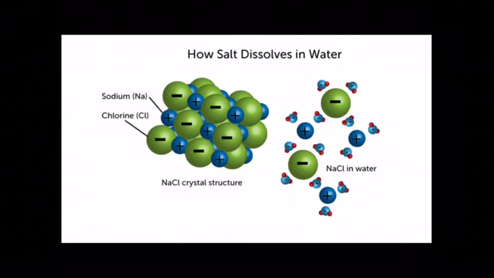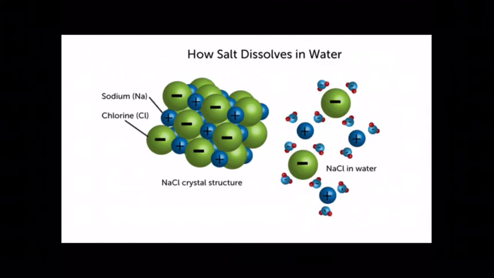So we have this slightly positive and slightly negative ends to water molecules. Those ends of water with the different charges get attracted to the ions that make up salt, and it pulls the salt apart. So water molecules will gather all around. So you can see up on the top right, we see a chloride ion.